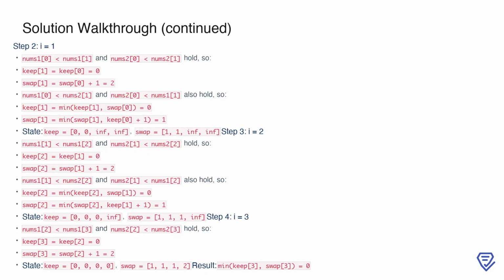Moving to i equals 2, nums1[1] less than nums1[2], and nums2[1] less than nums2[2], holds, so keep[2] is set to keep[1], which is 0, and swap[2] is swap[1] plus 1, resulting in 2. The transition condition also holds, so we update keep[2] to the minimum of keep[2] and swap[1], which remains 0, and swap[2] to the minimum of swap[2] and keep[1] plus 1, resulting in 1.